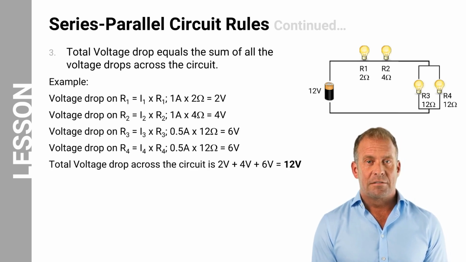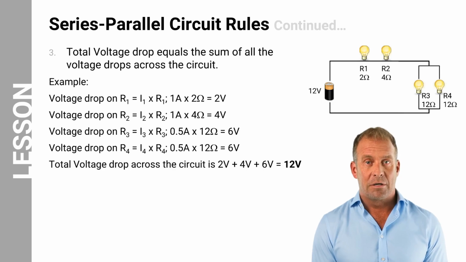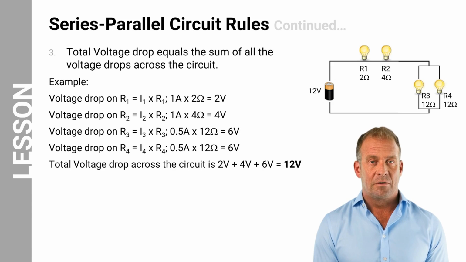Continuing our analysis of the series parallel circuit, we now focus on the third rule. The total voltage drop across the circuit equals the sum of all individual voltage drops. Using the currents we calculated earlier, we can determine the voltage drop across each component. For R1, with 1 ampere flowing through 2 ohms, the voltage drop is 1 ampere times 2 ohms equals 2 volts. Similarly, for R2, it is 4 volts.